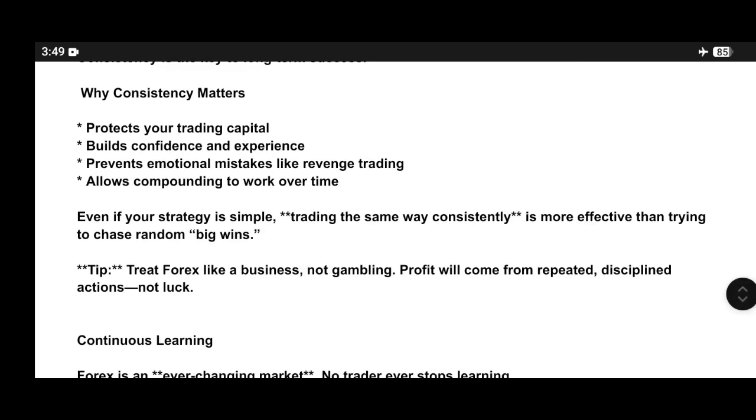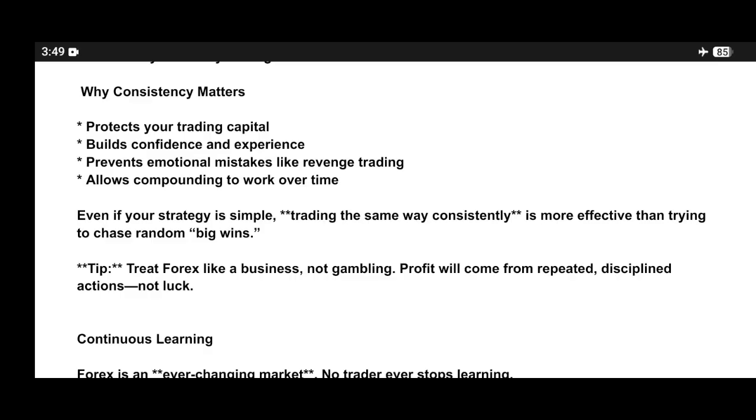Are you getting me? Even if your strategy is simple, trading the same way consistently is more effective than trying to chase random big wins. Are you getting me? Here are the tips. Treat forex like a business, not gambling. Profit will come from repeated disciplined action, not luck.